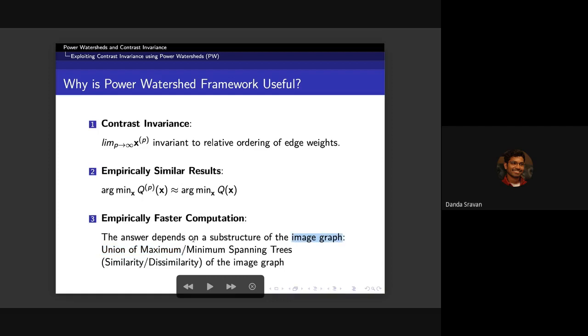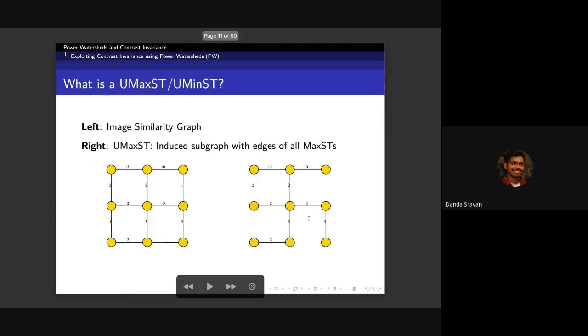So what exactly do I mean by this union of maximum spanning trees? Let's have a look at a small example so that things will be clearer. Here, as you see on the left side, again, this is a fictitious image.